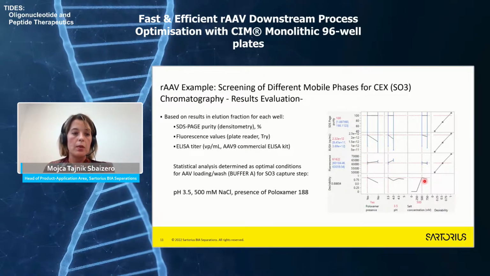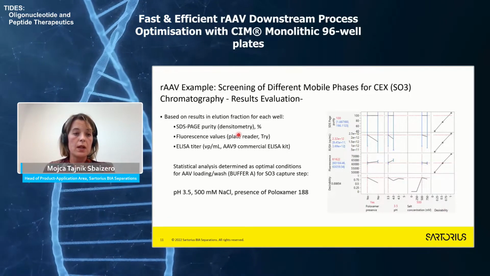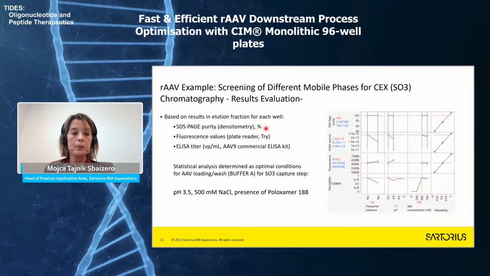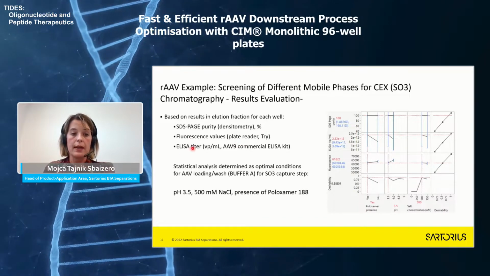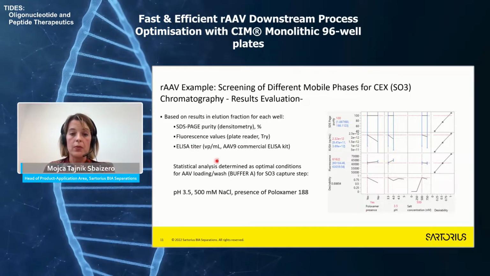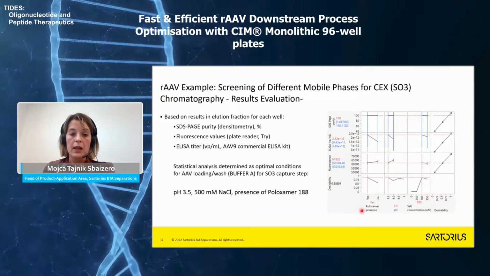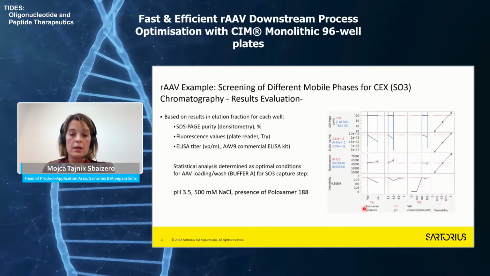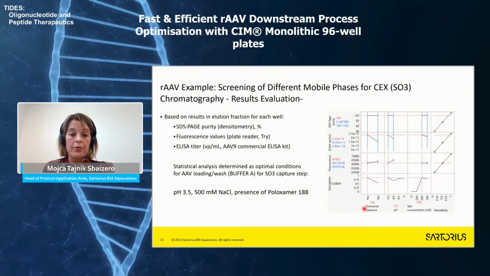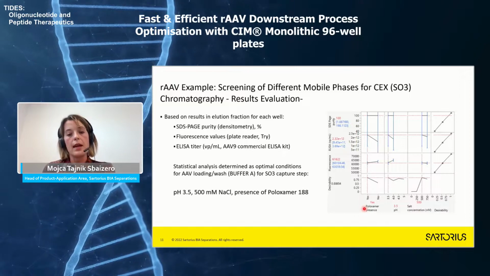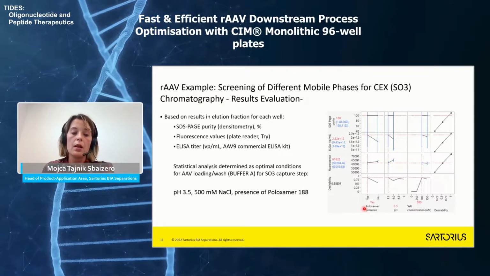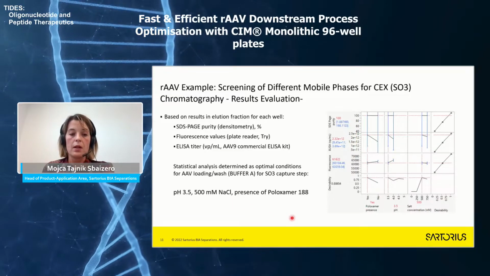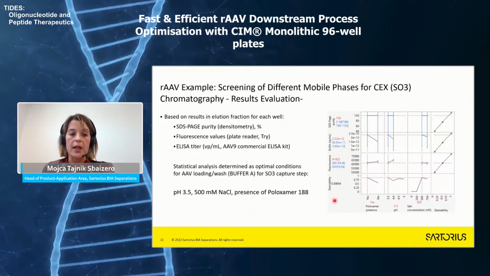Then we performed analysis of all these results. We took the SDS-PAGE purity densitometry, fluorescence values, and ELISA titer, and we did statistical analysis. The statistical analysis determined that the best buffer A for the CX column for this sample is pH 3.5, 500 millimolar sodium chloride in the presence of poloxamer.